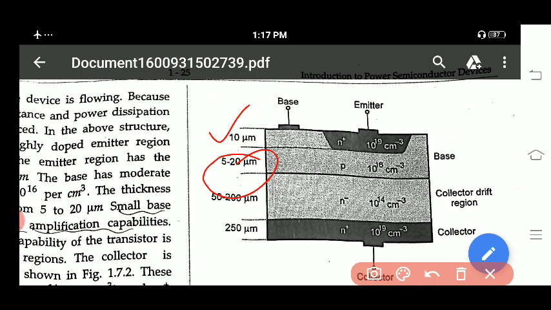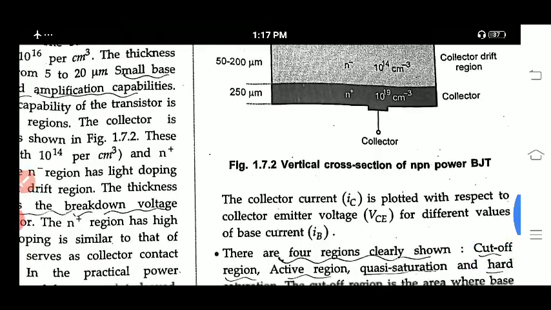Next, if you consider the collector drift region, it is made up of N minus region, and its doping concentration is 10^14 per centimeter cube, and width is 50 to 200 micrometer. And the collector is made up of N plus region, and doping concentration is 10^19 per centimeter cube, and width is 250 micrometer. Here now you have emitter, base as well as collector terminal.